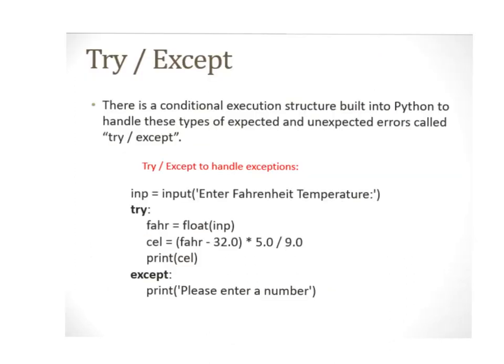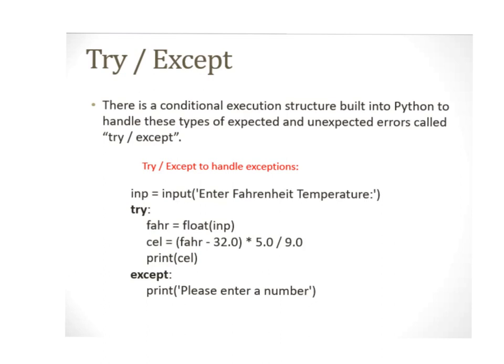Try and except. There is a conditional execution structure built into Python to handle these types of expected and unexpected errors. So try and except to handle exceptions. Say, for example, I have declared a variable called inp equal to input, which will prompt a user to enter some value. So it will try the input variable.